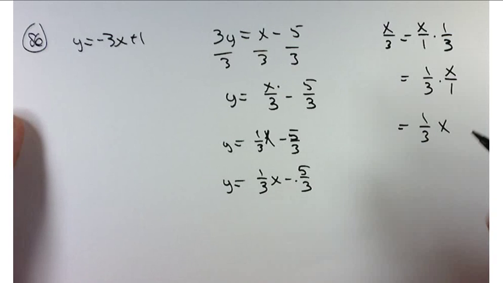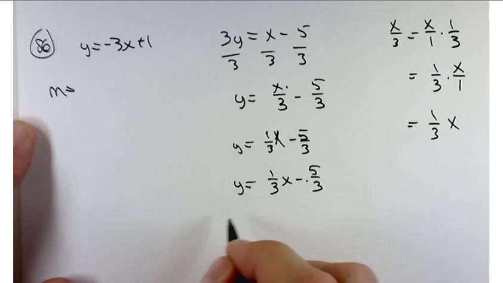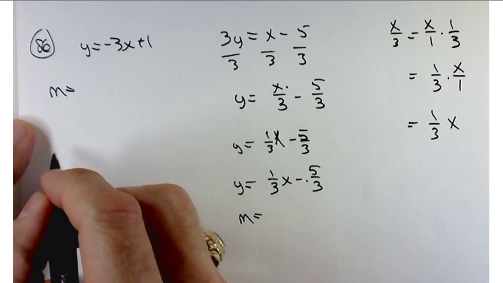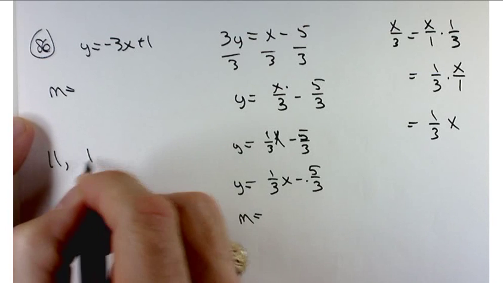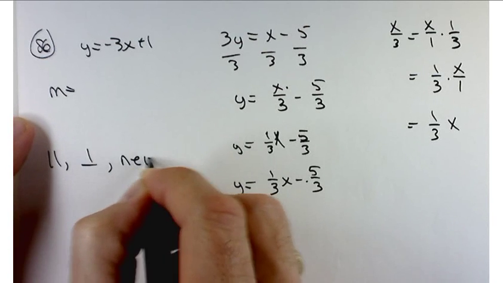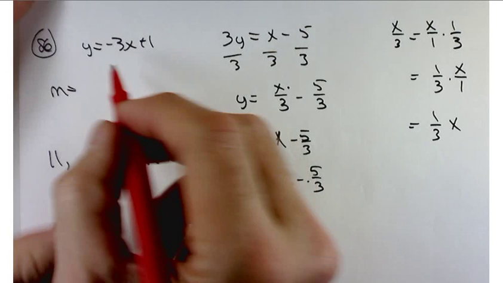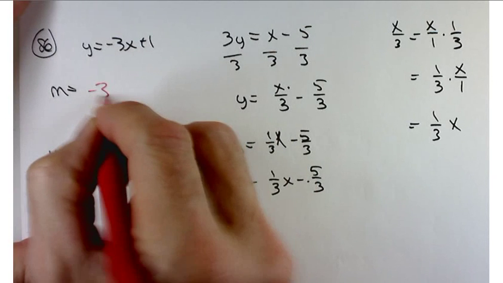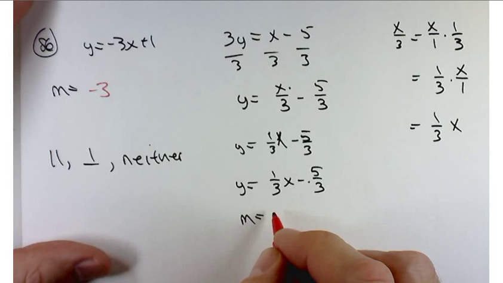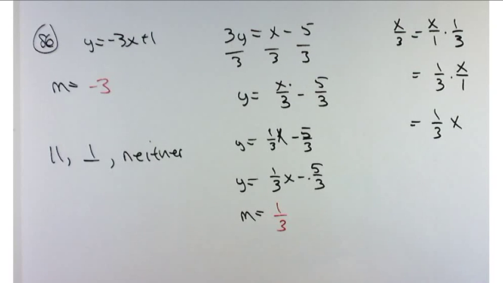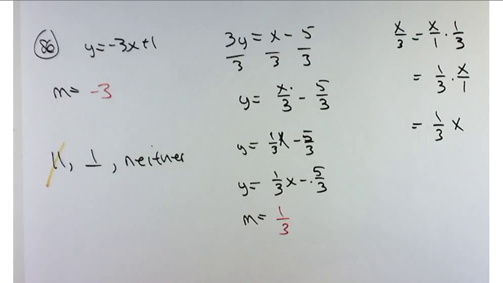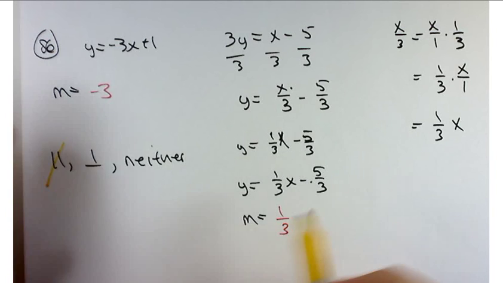So the question then is, what is the slope of these lines, and are they parallel, perpendicular, or neither? Let's start with the slopes here. What's the slope of this first line? -3. Slope of the second line? 1/3. Certainly they're not parallel. What has to be true if they're parallel? They'd have to be the same, right? They're clearly not the same.